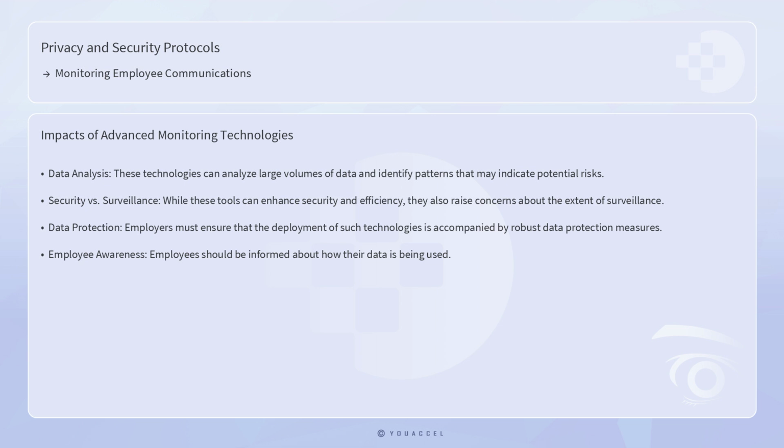The use of advanced monitoring technologies, such as artificial intelligence and machine learning, has further complicated the landscape of employee communication monitoring. These technologies can analyze large volumes of data and identify patterns that may indicate potential risks. While these tools can enhance security and efficiency, they also raise concerns about the extent of surveillance and the potential for misuse of data. Employers must ensure that the deployment of such technologies is accompanied by robust data protection measures and that employees are informed about how their data is being used.